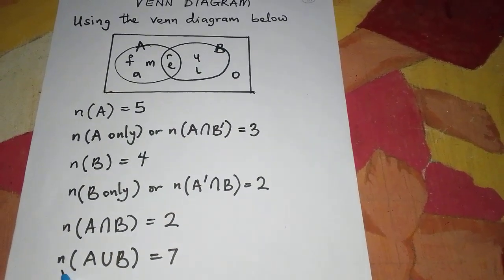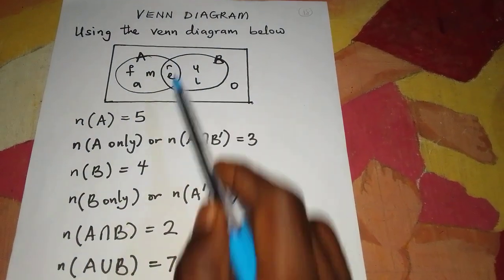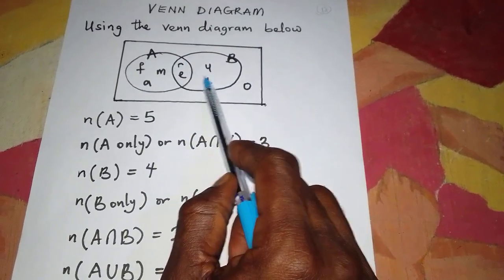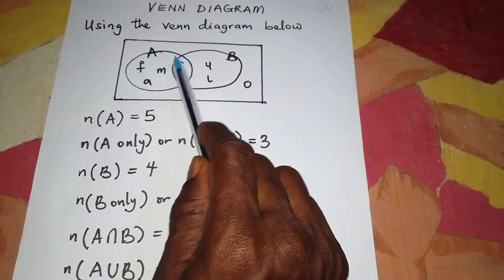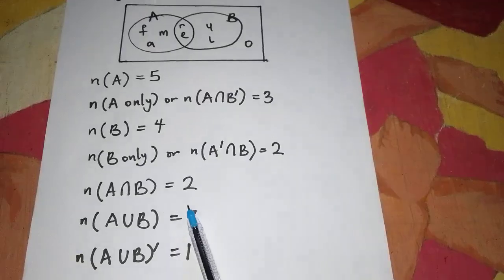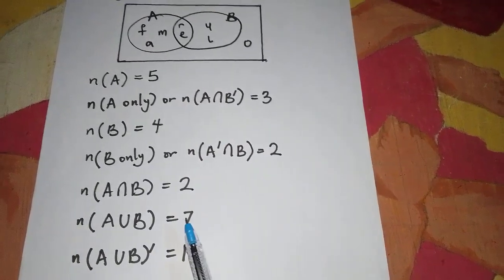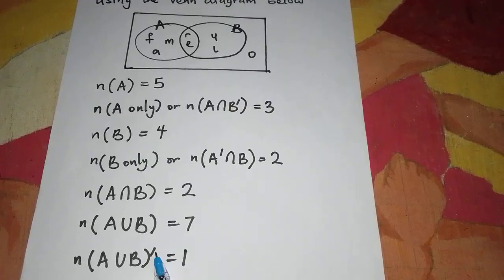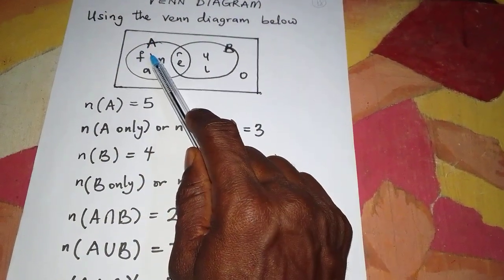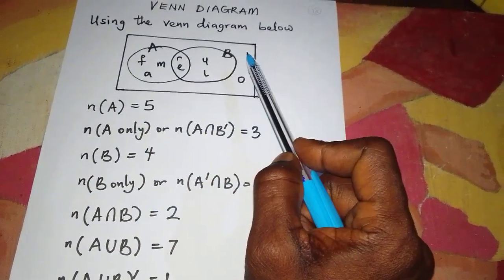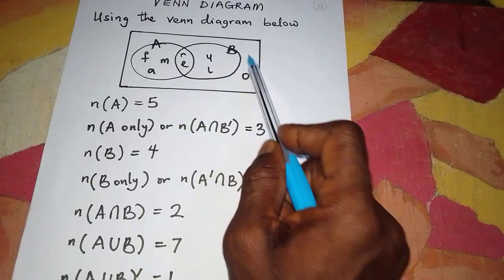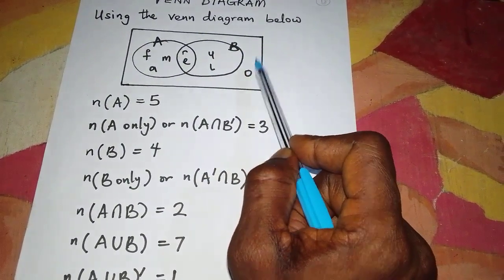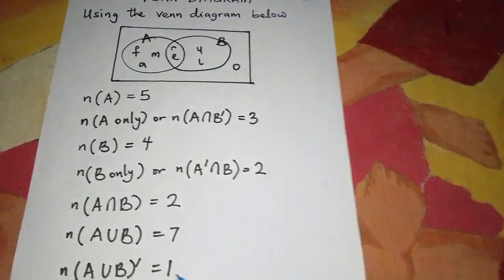Then how many elements are A union B? That means if you combine A and B together, how many elements are there? 1, 2, 3, 4, 5, 6, 7. We are having 7 elements. Then how many elements are in A union B complement? That means what is in the universal set but not in A and B. So that one is outside there. How many are there? 1.